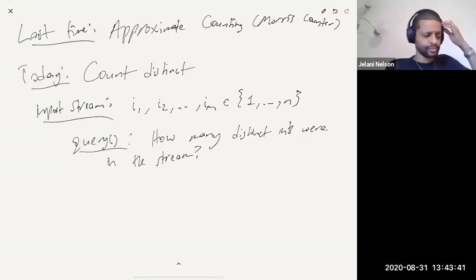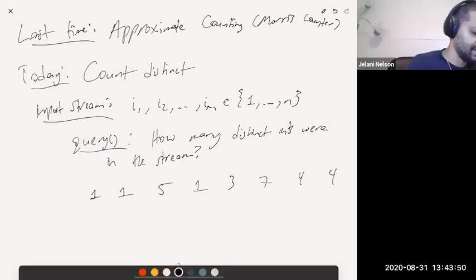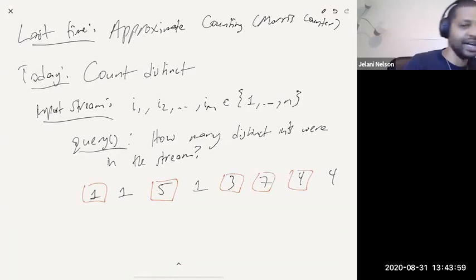Just to be clear, let's say I have a stream that looks like 1, 1, 5, 1, 3, 7, 4, 4. Then what are the distinct elements here? Well, there's 1, we've already seen 1, there's 5, there's 3, 7, 4. So the answer here would be 5.